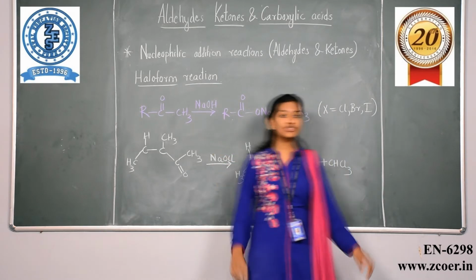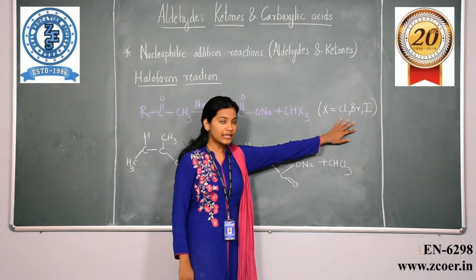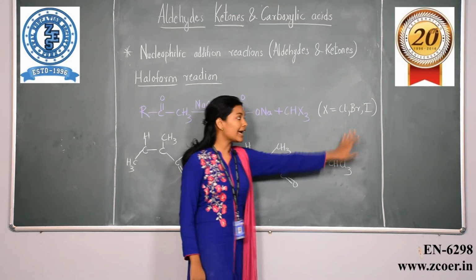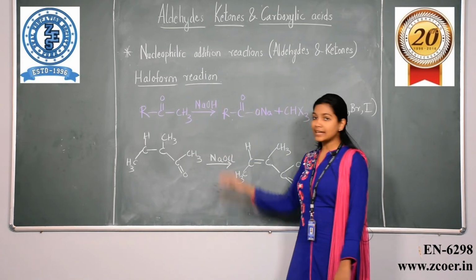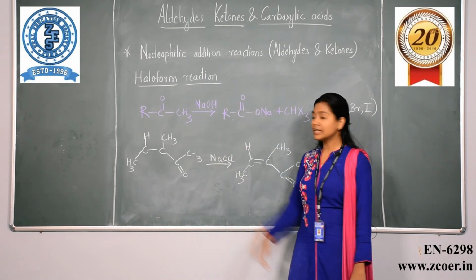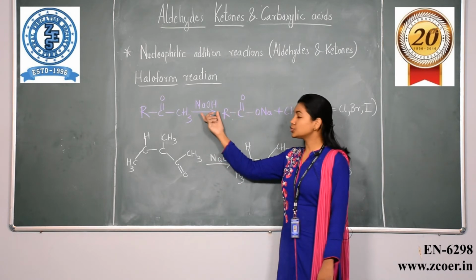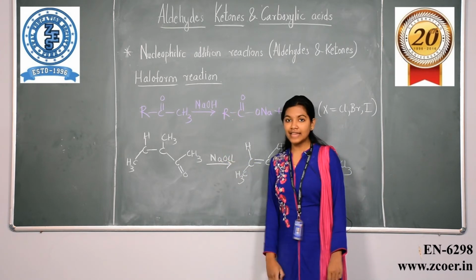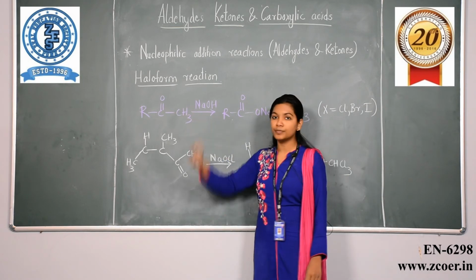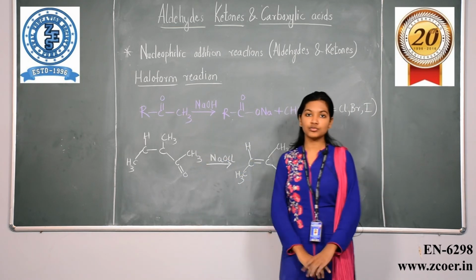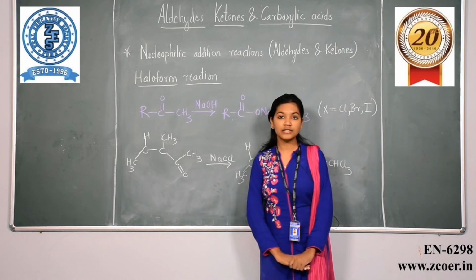If the halogen considered is iodine instead of chlorine, the reaction is an iodoform reaction. If the compound is treated with a sodium hypohalite, it could be used for the detection of the CH3CO group, which is further used in chemical analysis.